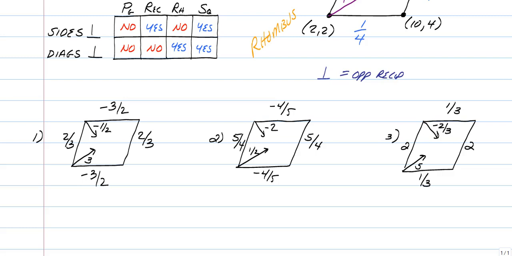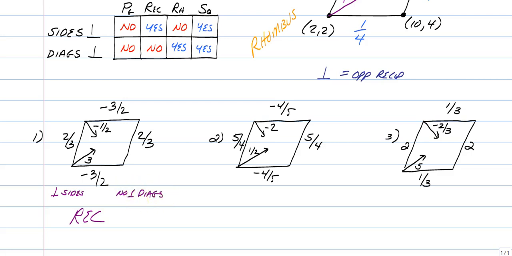Okay, so for number 1, 2/3 and a -3/2 are perpendicular, so our sides are definitely perpendicular, meaning this is a rectangle or a square. Our diagonals are not, so this is going to be a rectangle. And if it helps, you can say perpendicular sides, no perpendicular diagonals, whatever helps you.